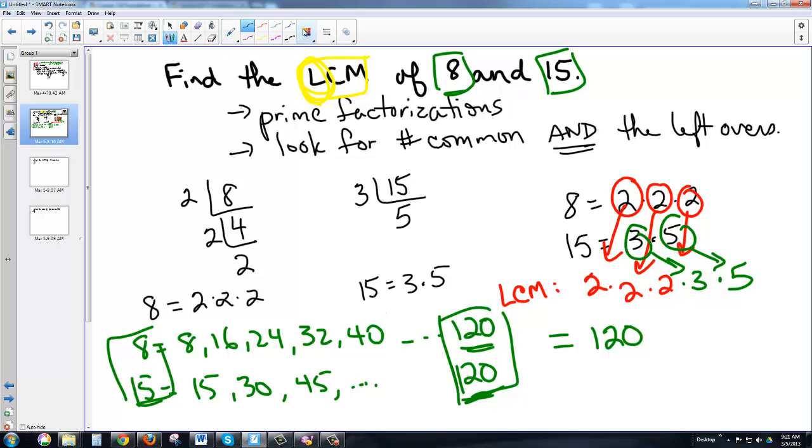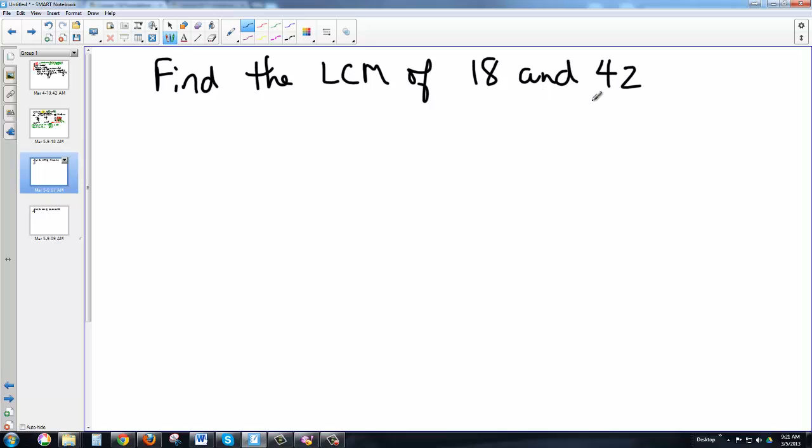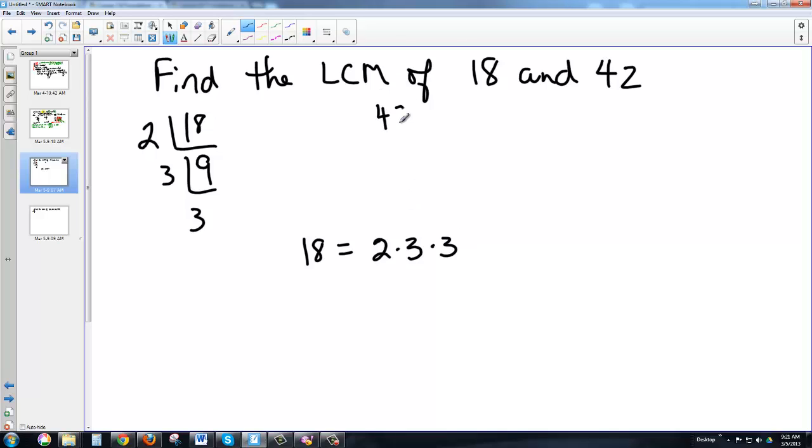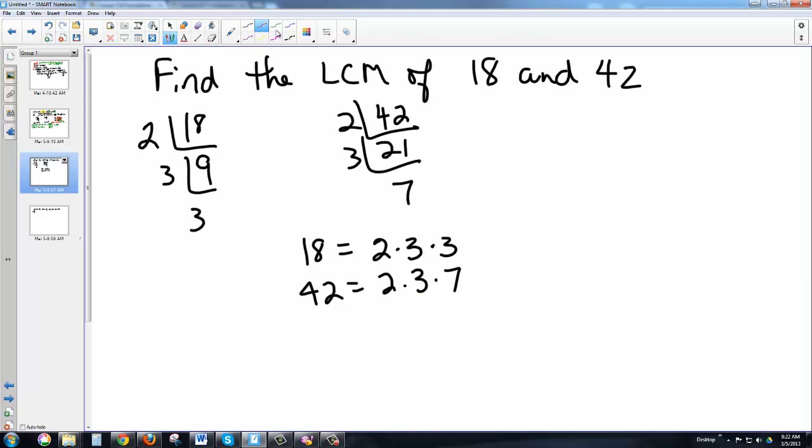Okay, let's look at another one. Find the least common multiple of 18 and 42. So let's break down 18. Let's break down 42. Now you see the difference in this question and the previous one. We see some things in common. How do we deal with those when we're talking about a least common multiple? Start like we did with our GCF in recognizing that because that's in both lists, we better use it. Because this 3 is in both lists, we better use it.